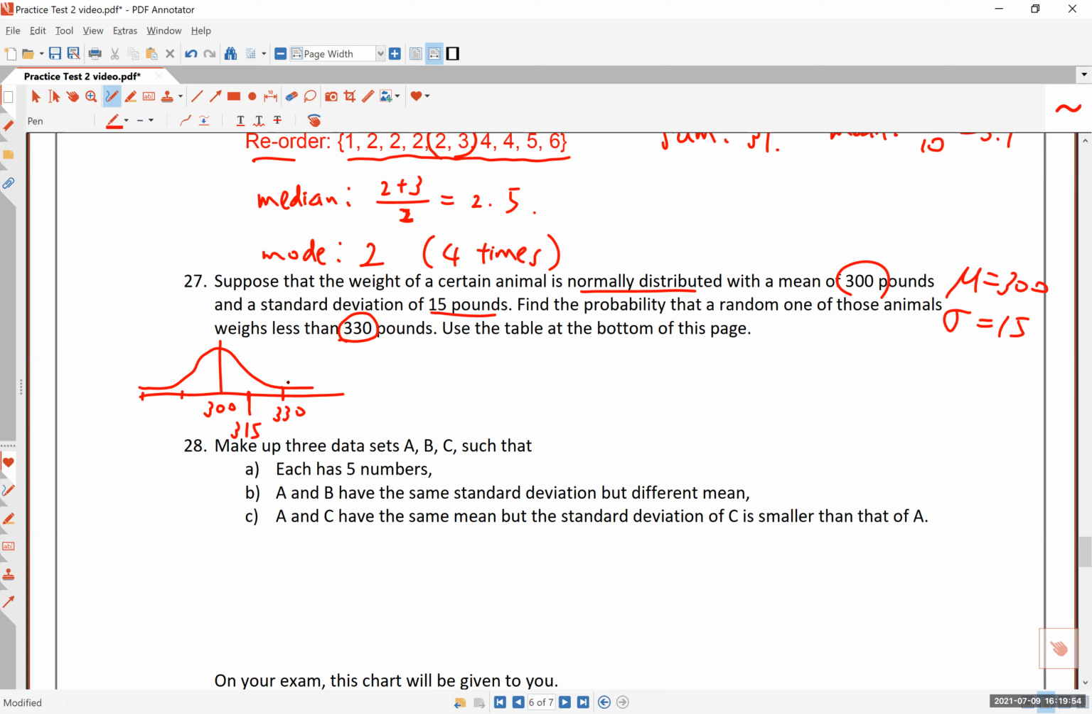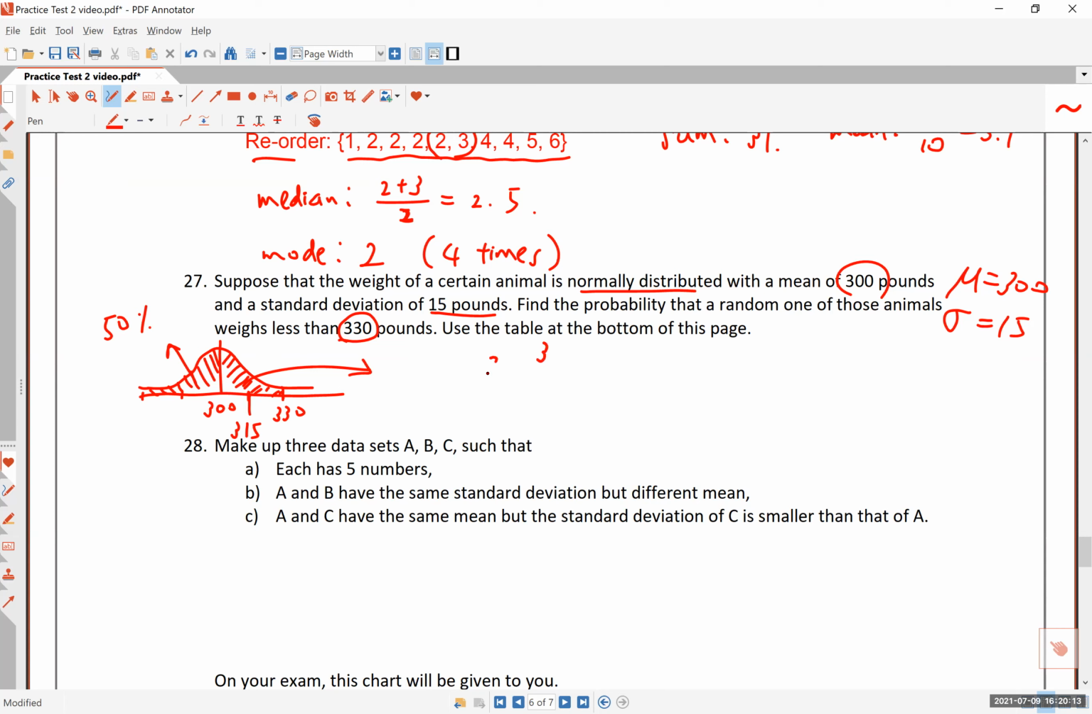Okay, so we're asked to find the combination or the sum of this side, which is half of all the population, and then this part here. Now this, you need the table to find out. This half, you already know is 50%, right? So what is this side here?